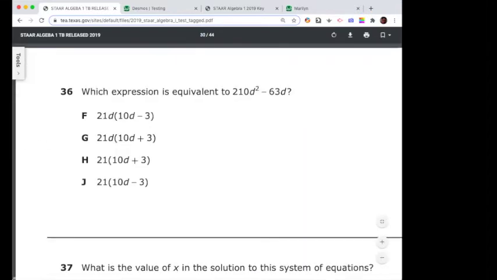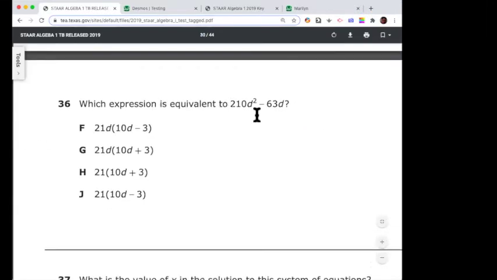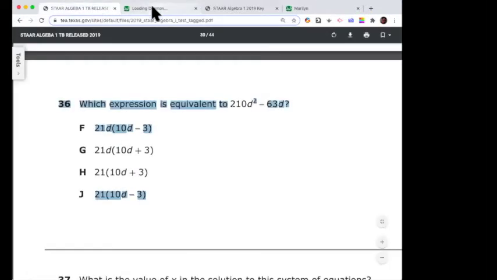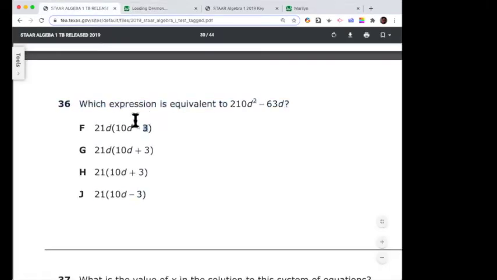Let's go back to our equation. For it to be a full equation, let's copy that over to our Desmos. Let's clear this out. And we are given that 210d squared, we take away 63d. Okay, let's do that. And then one of these has to be equivalent or equal to that equation. This quadratic equation is equal to one of these and only one of these.